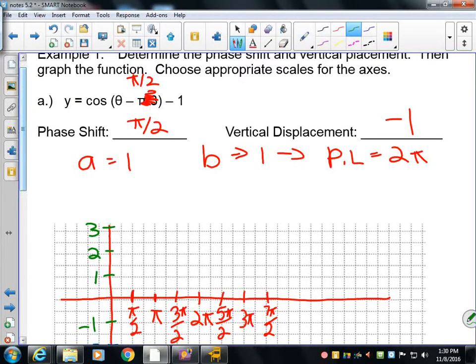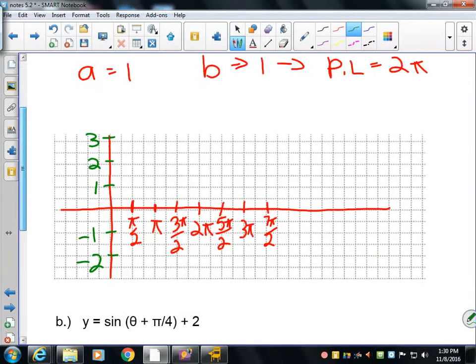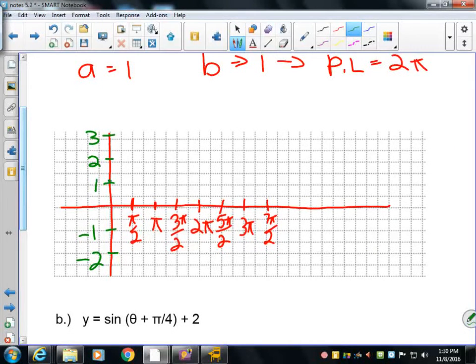Determine the phase shift and vertical placement. Okay, so y equals cos of theta negative pi halves, minus 1. So cos normally starts at 1, right here, right? But we're going to shift it. What are we shifting it? Over a positive pi halves and down 1. So I'm actually going to start right here.